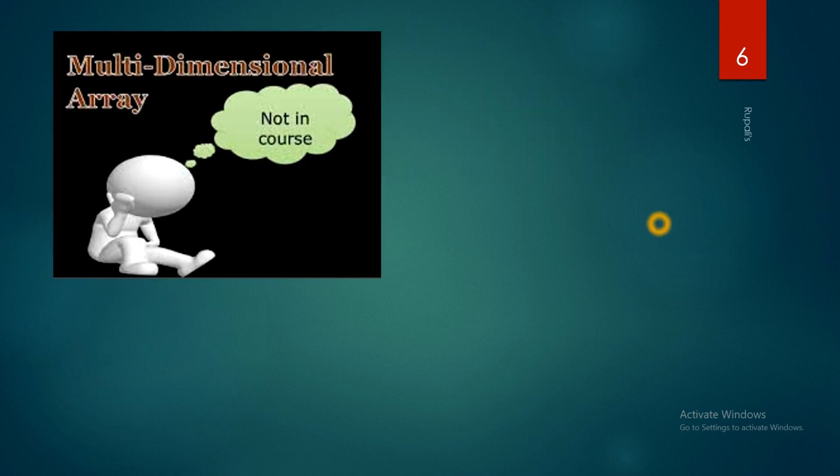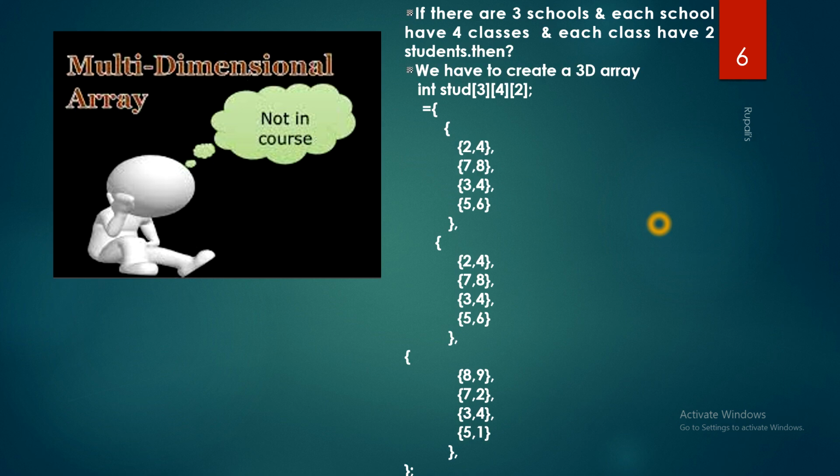Now the concept of multidimensional array. Consider a situation where there are 3 schools and each school has 4 classes and each class has 2 students, then you have to use a 3-dimensional array. So 3 schools, each school has 4 classes, 1 2 3 4, 1 2 3 4 and 1 2 3 4, and each class has 2 students. In this way, the concept of multidimensional array comes.